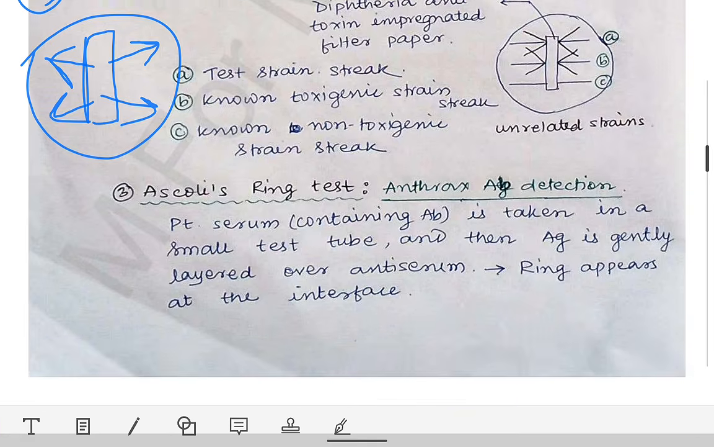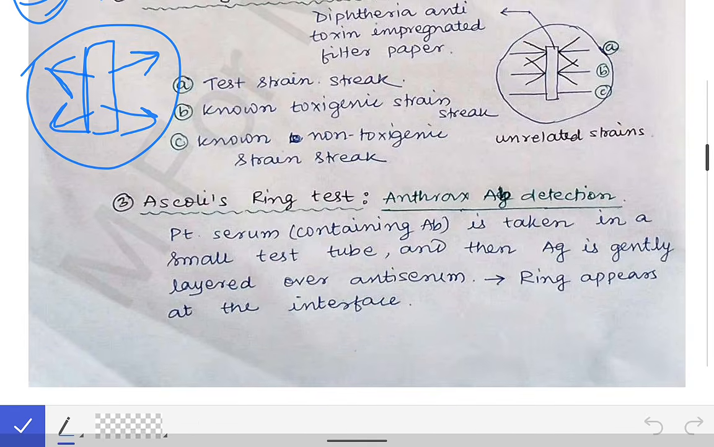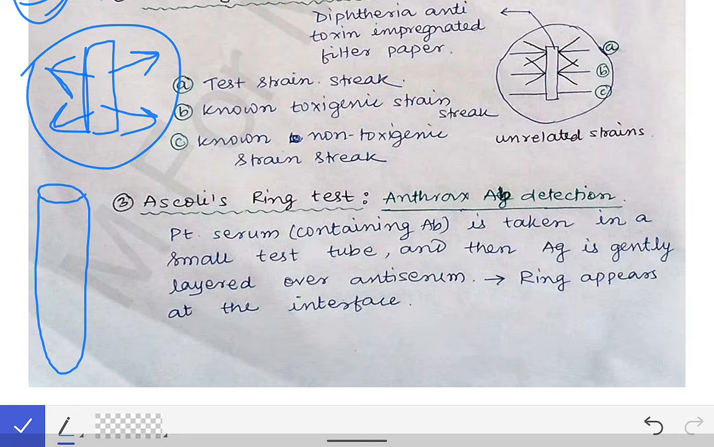The next example that we have is the Ascoli's ring test, that is done to detect the anthrax antibody in the patient's serum. Now what do we do in this test is that we take a test tube and we put the patient's sera in it, which is supposedly containing the anthrax antibody, and then we pour the antigen over the patient sera. So this is our antigen over the patient sera.